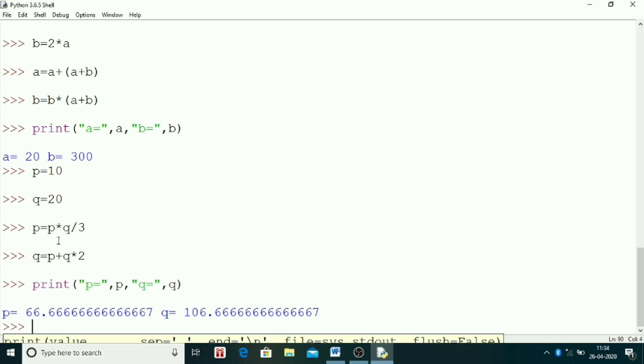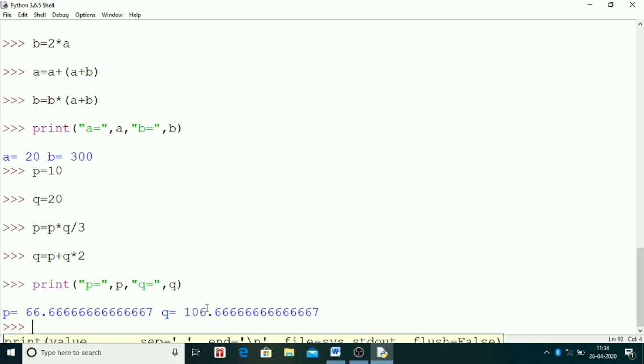That means Q oblique 3, that means 20 oblique 3. 3 6s are 18. There will be 6 decimal something. So 10 into 6.6 will be 66.6. Then Q. P is now 66.6 suppose, plus Q. Q is 20. 20 into 2 is 40. 40 plus 66.6. So this will be your answer. So this way you can do calculation.